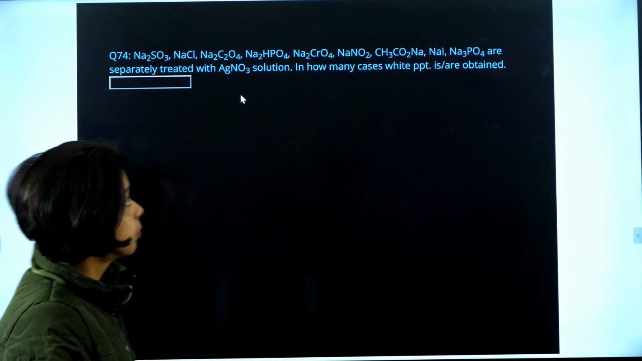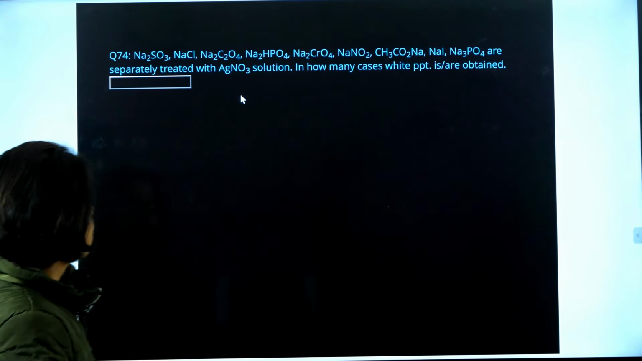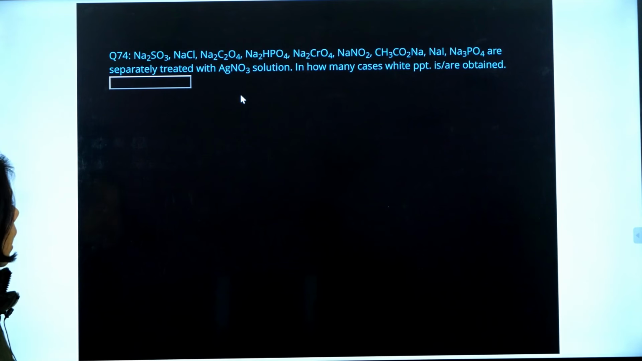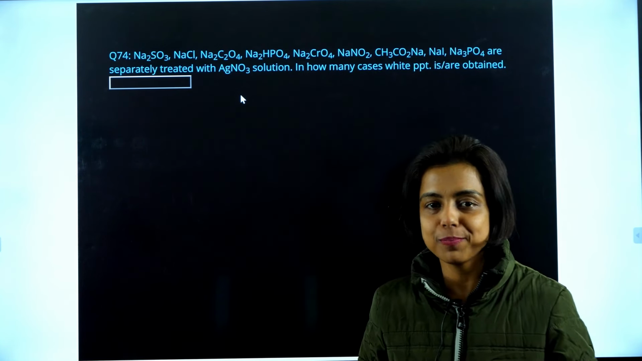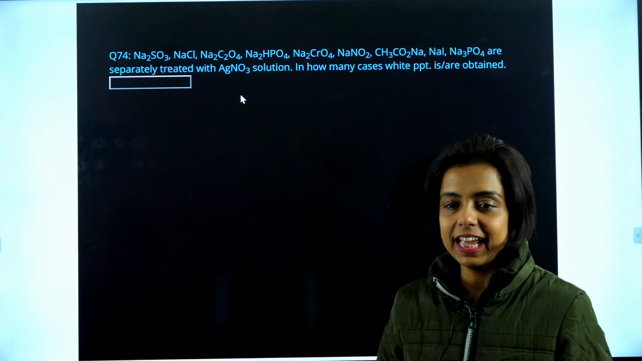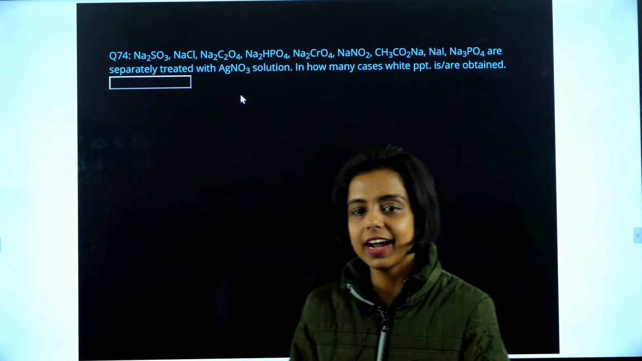Out of these, Na2SO3, NaCl, Na2C2O4, Na2HPO4, Na2CrO4, NaNO2, CH3COONa, NaI, Na3PO4. You are supposed to tell, if you add AgNO3 to them separately, which will give a white precipitate. So it is basically a qualitative analysis question. You should know which will give a white precipitate. Everyone should be aware: if we add AgNO3 to NaCl, we get AgCl, the white precipitate.